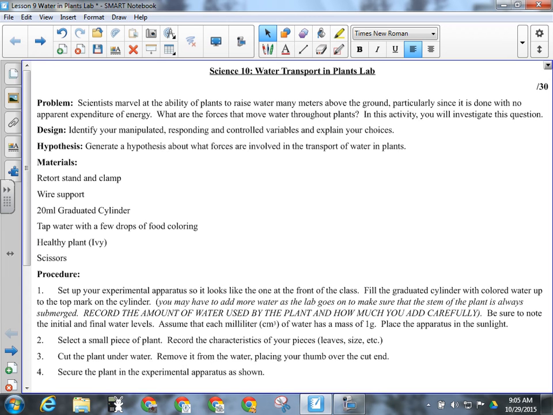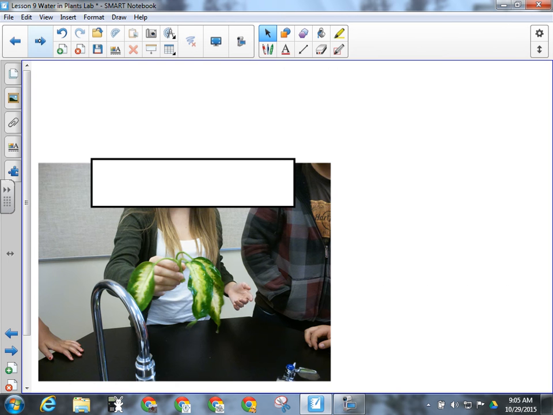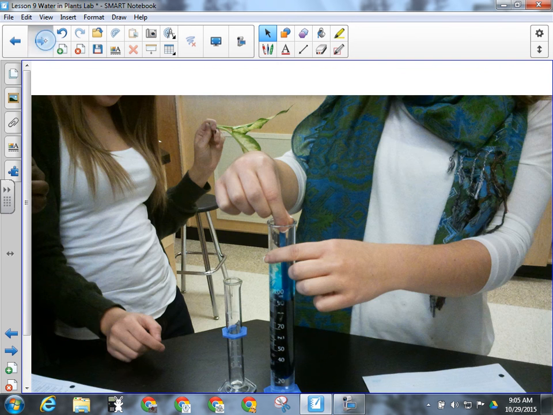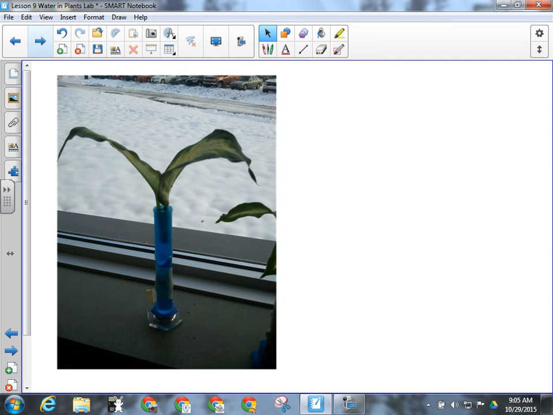Okay, so for the procedure, there's a couple of things we have to do carefully. It's not a difficult procedure, but we do have to follow it quite to the letter. So we're going to set up our apparatus. Well, it won't look like this because I don't have any of this plant, which is called Dieffenbachia. I like it because it's got big leaves and they're white, so you can actually see the food coloring move into them fairly easily. But they didn't have those.